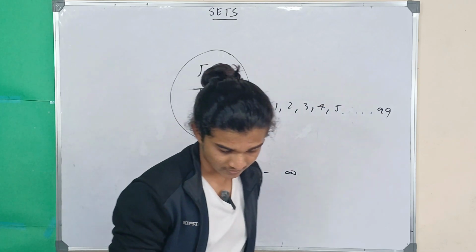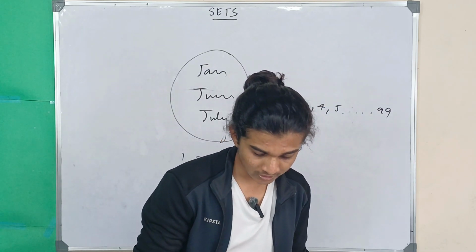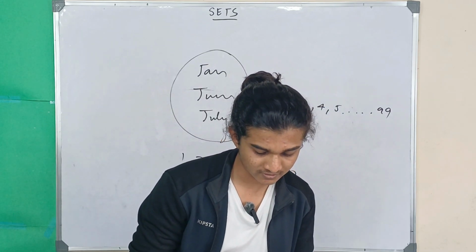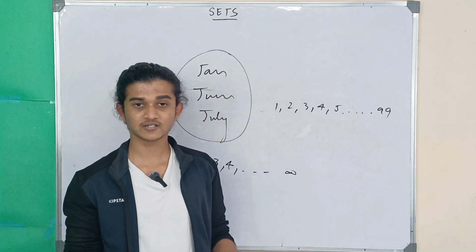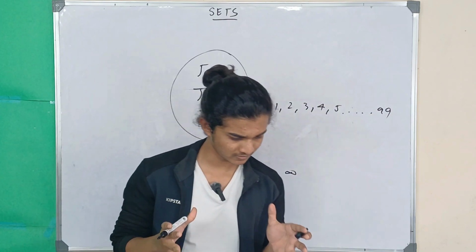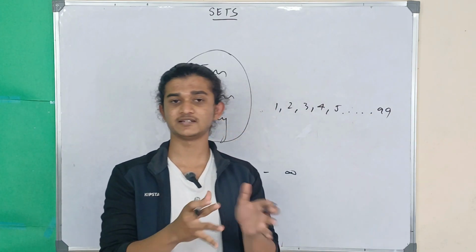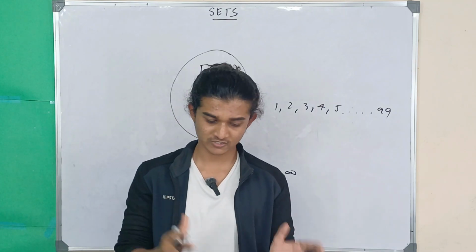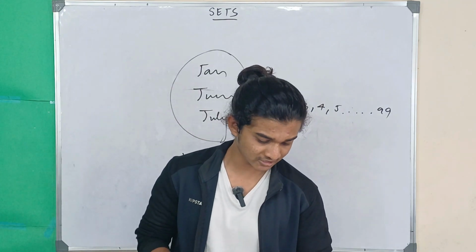So the next one is the sixth one, collection of all the novels written by Munshi Premchand ji. So this is also a well-defined collection of objects because the collection of all the novels is fixed and doesn't change from person to person. It's not a subjective thing. So I can say the sixth one is a set.